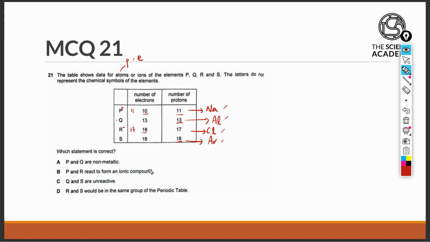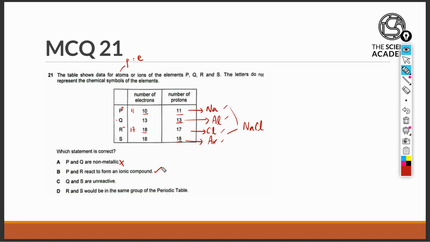A states that P and Q are non-metallic. Sodium and aluminium are metals. Therefore, A is wrong. B: P and R react to form an ionic compound. So P is sodium, in this case the sodium ion, and R is chlorine, specifically the chloride ion. So indeed, sodium and chlorine can form an ionic compound, sodium chloride, and the ionic bond is formed from the transfer of 1 electron from sodium to chlorine. Therefore, option B is correct.